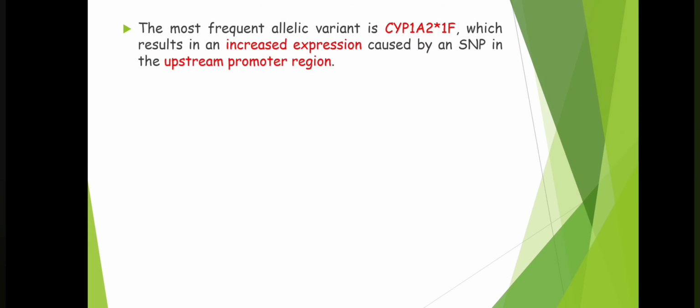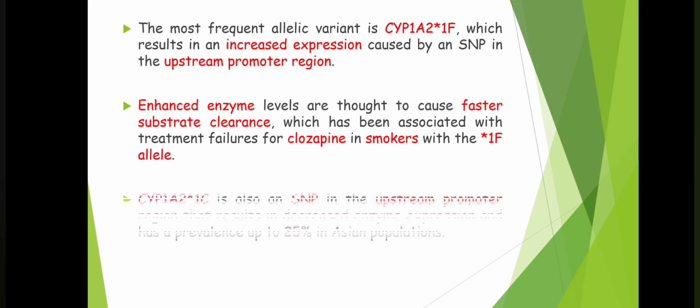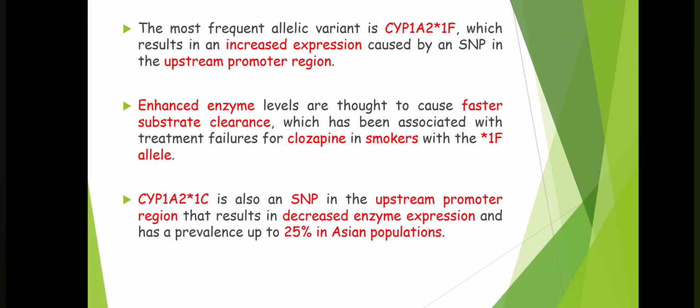The most frequent allelic variant is CYP1A2*1F, which results in an increased expression due to SNPs in the upstream promoter region. Enhanced enzyme levels are thought to cause faster substrate clearance, which has been associated with treatment failures for clozapine in smokers with the *1F allele. CYP1A2*1C is also an SNP in the upstream promoter region that results in decreased enzyme expression and has a prevalence of up to 25% in the Asian population.